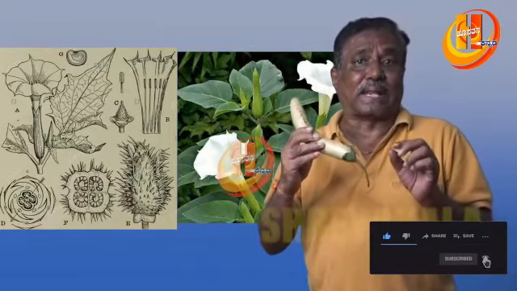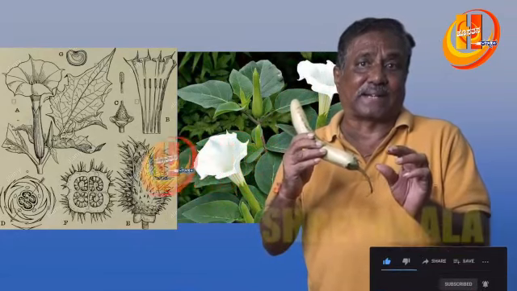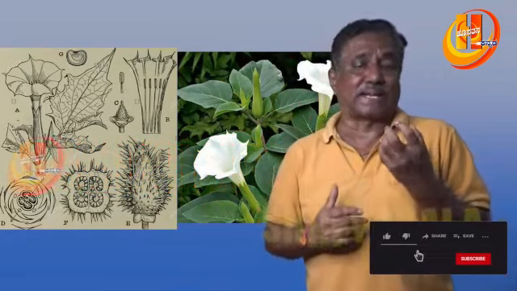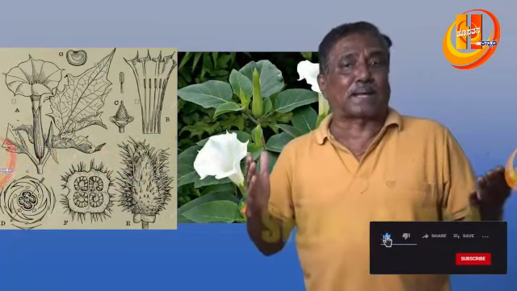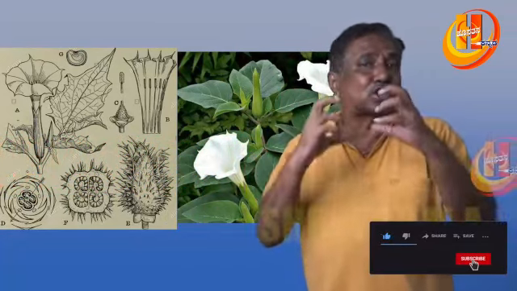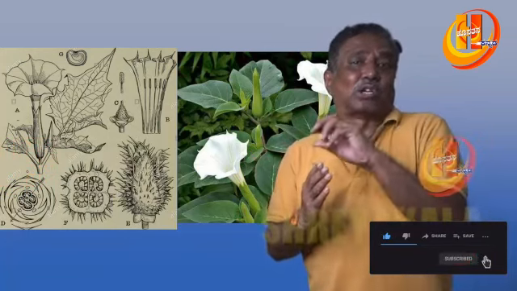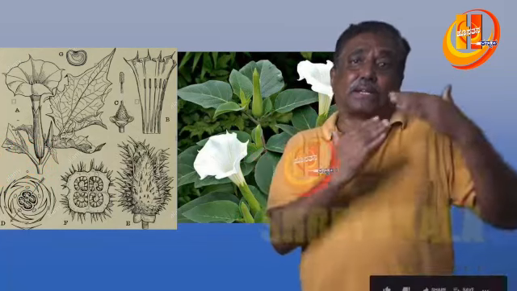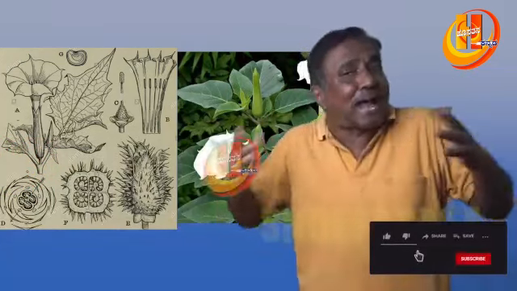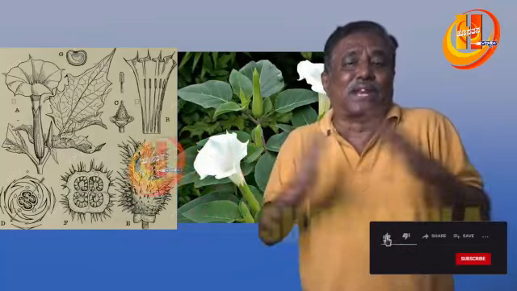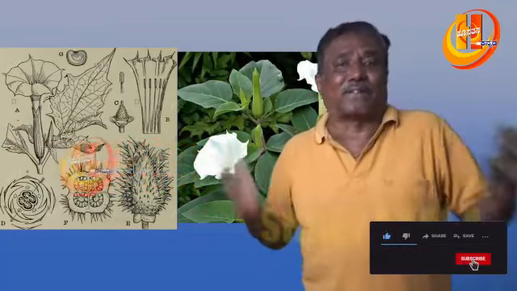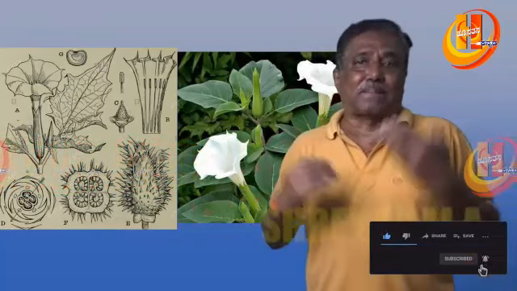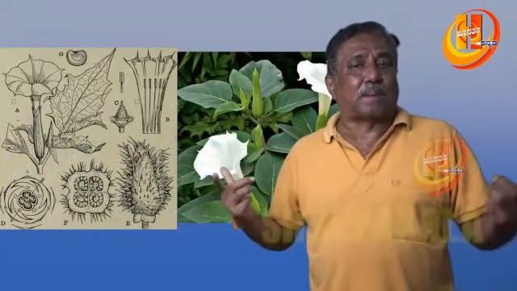Solanum tuberosum is potato plant. And Lycopersicum esculentum is tomato plant. Nicotiana tabacum is tobacco plant. Hyoscyamus is used as neurotonic, which is a medicinal plant. And datura and Atropa belladonna are the hallucinogenic plants. Hallucination means they produce state of hallucination, seeing something which is not present. So this is about the economic importance and the explanation about the family.